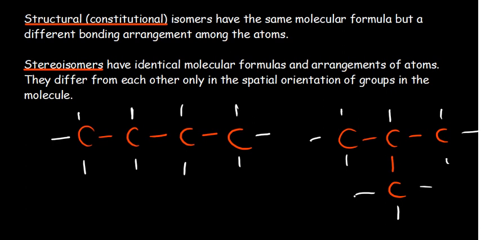But at the end of the day, what we're saying is the molecular formula is still C4H10, but their structure is different due to the bonding arrangement among the atoms. So these are called structural or constitutional isomers. Okay.